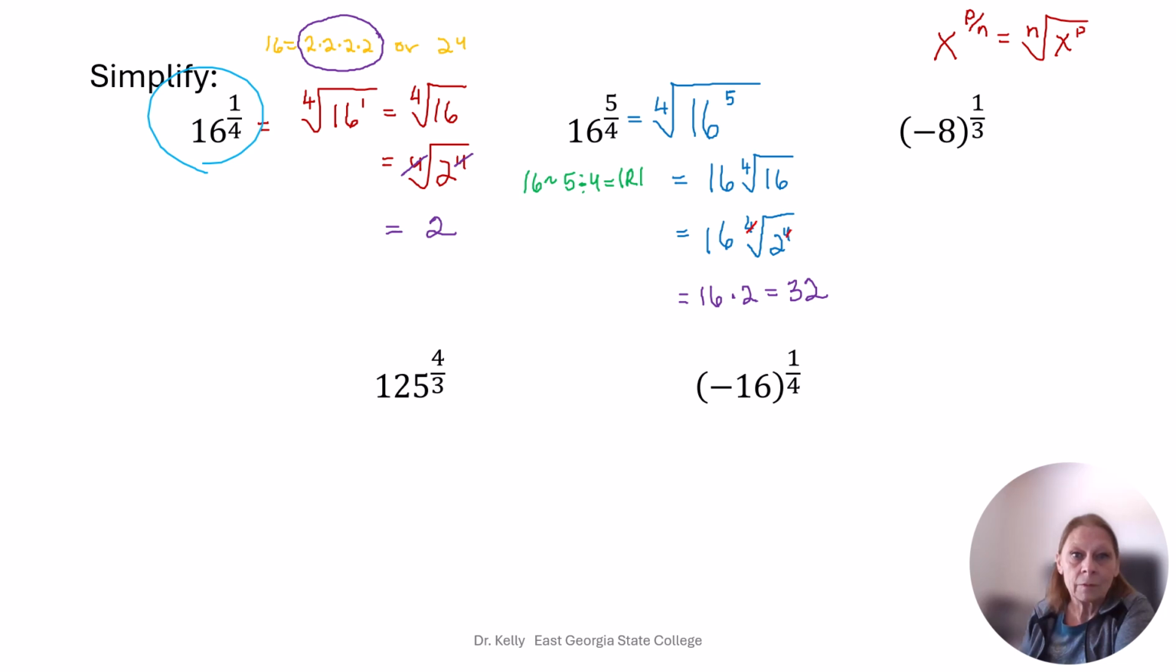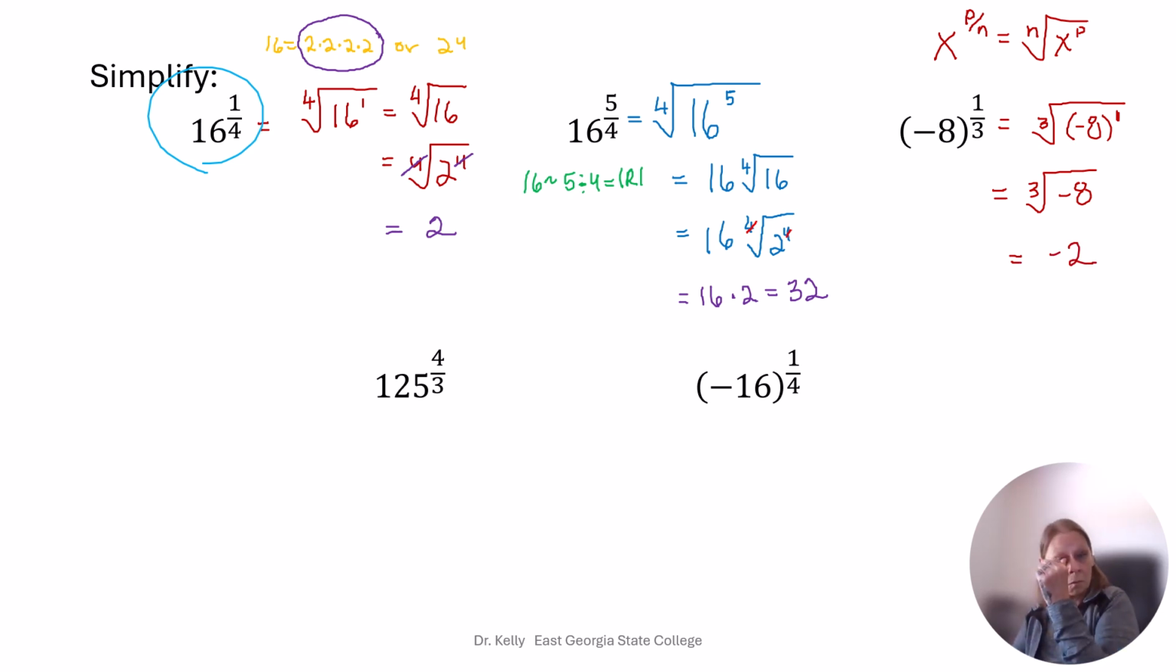All right, let's take a look at this next one. -8 to the 1/3 power. This is equal to the cube root of -8. Okay, and we've done this already in this lecture. So the cube root of -8, as we saw earlier, was -2.